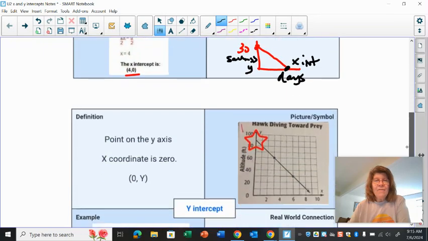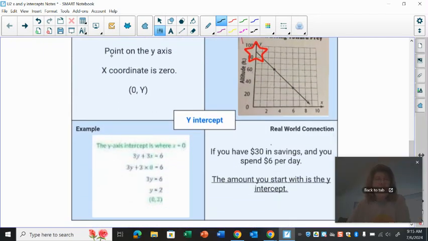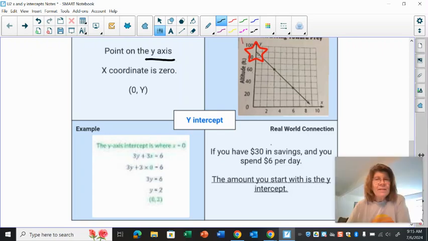All right, and then now for the y-intercept, it's a point on the y-axis. So you are right here, you're on the y-axis. And that means your x-coordinate is 0. So notice here you have your x-coordinate is 0. So if I'm looking at this point here, the x-coordinate would be 0. The y-coordinate would be 90.